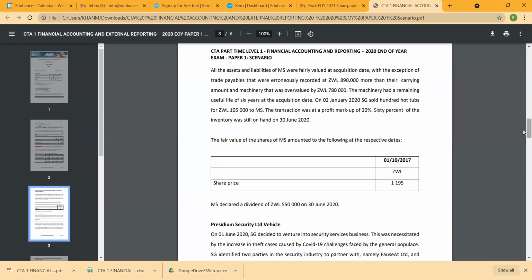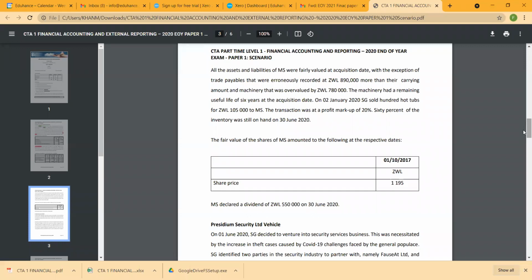Okay, so they say all the assets and liabilities of MS were fairly valued at the acquisition date, with the exception of trade payables that were erroneously recorded at 890 more than the carrying amount, and machinery was overvalued by 780. The machinery had a remaining useful life of 6 years at the acquisition date. On 2nd January 2020, SG sold 100 hot tubs for $105,000 to MS. The transaction was at a profit of 20%. 60% of the inventory was still on hand on 30th June 2020.